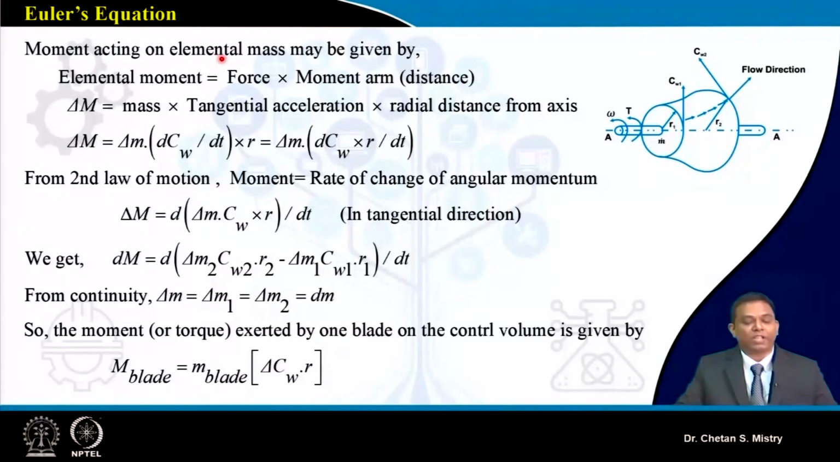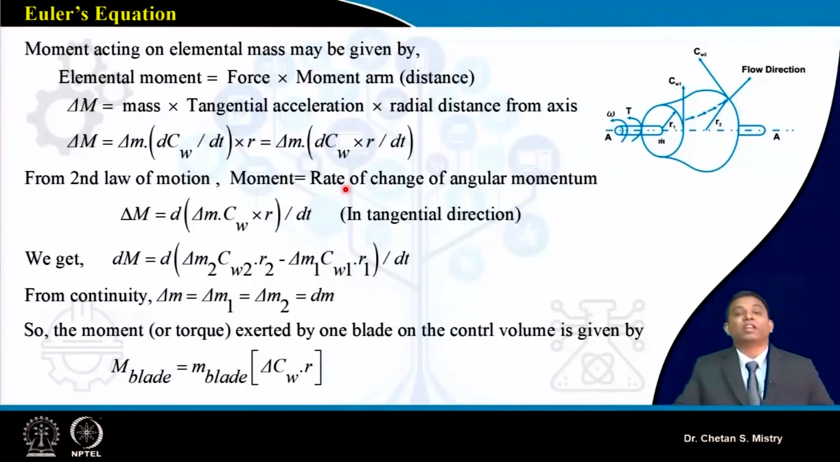If I put what we know from mechanics, the momentum acting on my elemental mass is given by force into distance, or moment arm. This force is nothing but mass into acceleration, and this acceleration is my tangential acceleration. So I will write mass into tangential acceleration into the radial distance from the axis. Now this delta m, I am writing here as delta m dCw by dt into r.